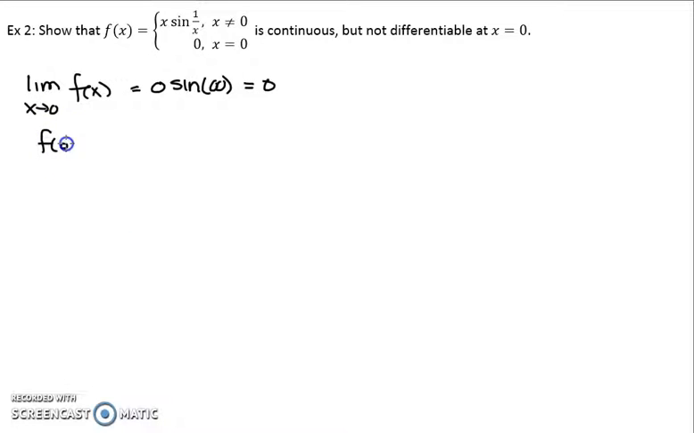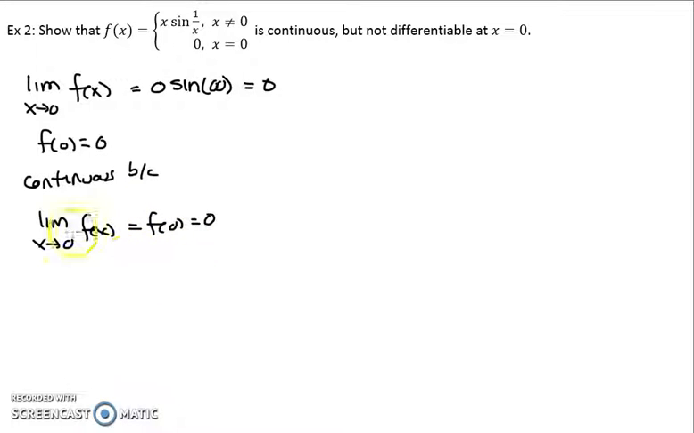We know that f of 0 is 0 based on this, right? When x is 0, the function is 0. So we're going to say continuous, and then we're going to say because the limit as x approaches 0 of f of x equals f of 0 equals 0. So the limit equals the y value.